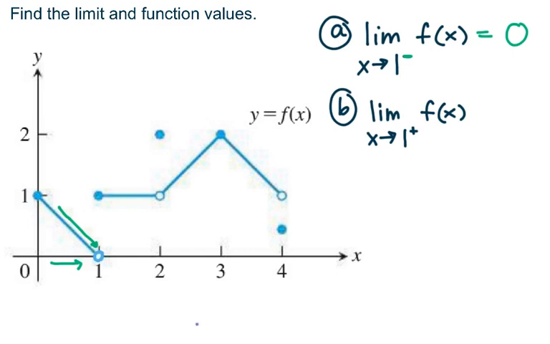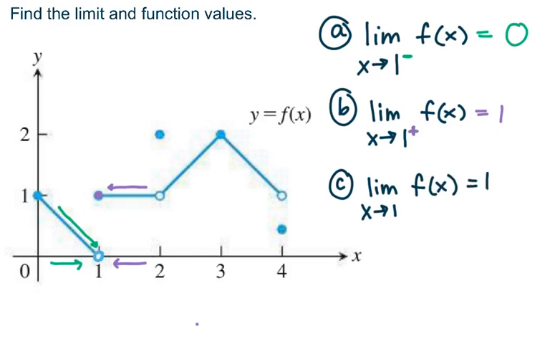So approaching positive 1 from the right means we are traveling from the right to the left. We know it is from the right because there is a positive superscript behind the 1. And if we travel along this graph from the right toward the left, we reach a point where y is equal to positive 1. And since A and B, the left and right hand limits, do not match, then the limit as x approaches 1, our two-sided limit for this function, does not exist.